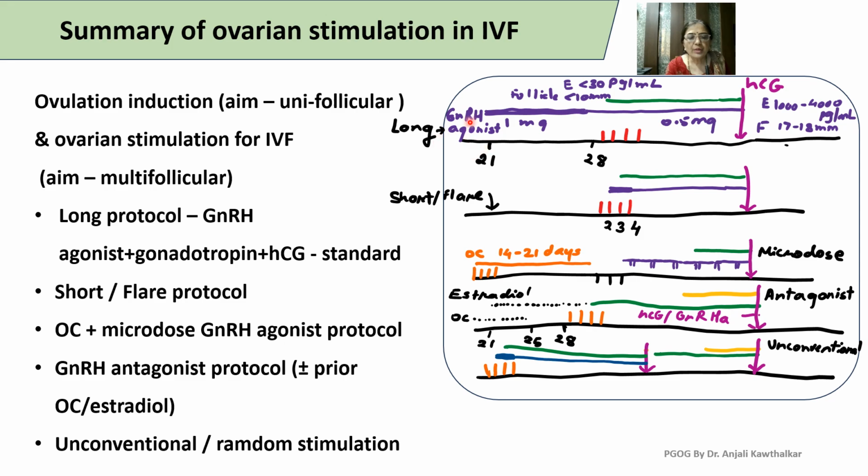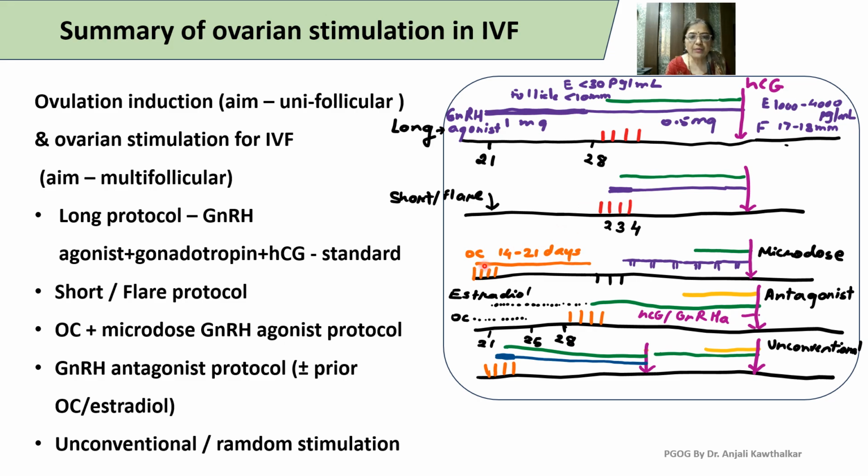Now, the protocols. This is the long protocol, where we use a GnRH agonist from day 21 in a higher dose, 1 milligram, then 0.5 milligram, and then we initiate gonadotropin. That is also required for a very long time, and then we go for hCG for final oocyte maturation. Second is the short or flare protocol, where the GnRH agonist is started from day 2 and gonadotropin is started from day 3. Here there is a risk of corpus luteum rescue and raised progesterone and androgen levels, reducing the pregnancy rate.